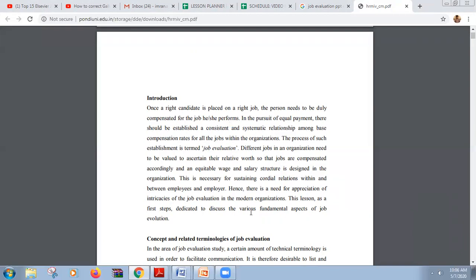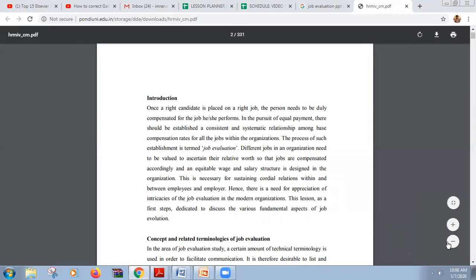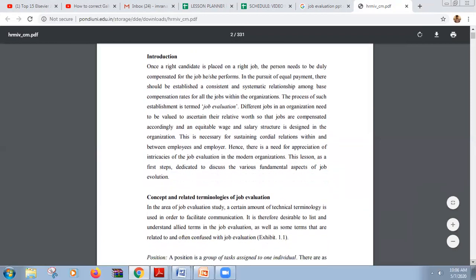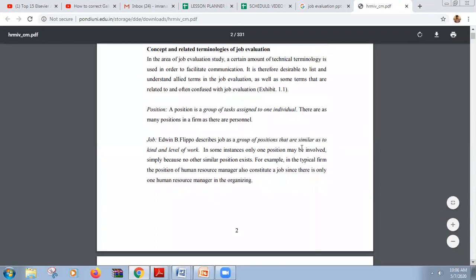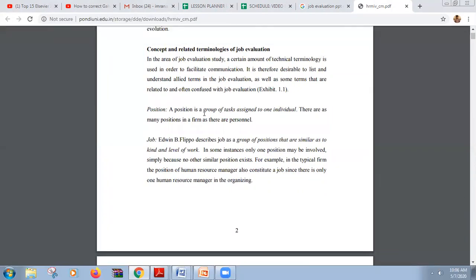So job evaluation is done with the following principles. First of all, we would have to know the job position. These are the terminologies that are involved with job evaluation. The first is the position.